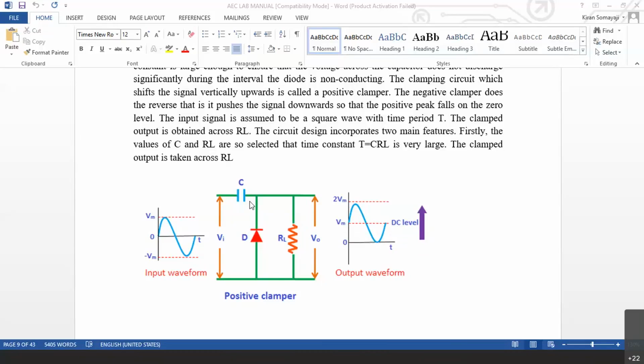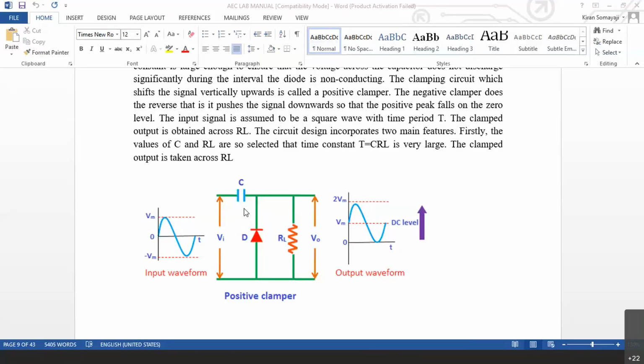There is a capacitor here now. Earlier we had only a diode and a resistor. Now we have a capacitor. You already know that a capacitor passes AC and blocks DC. And you already know that a diode passes DC, and actually it is one way. Diode is a one-way circuit.